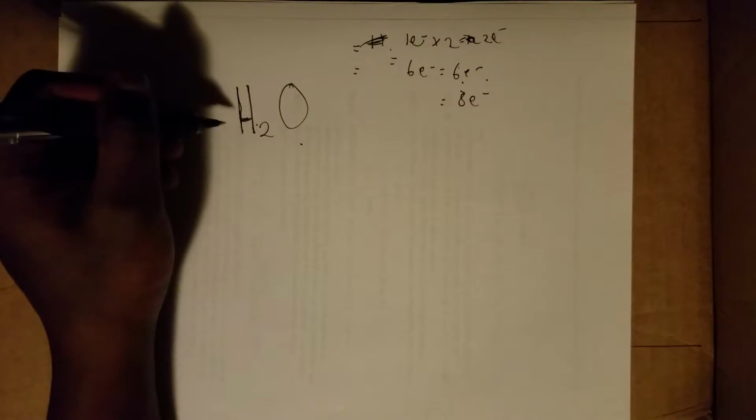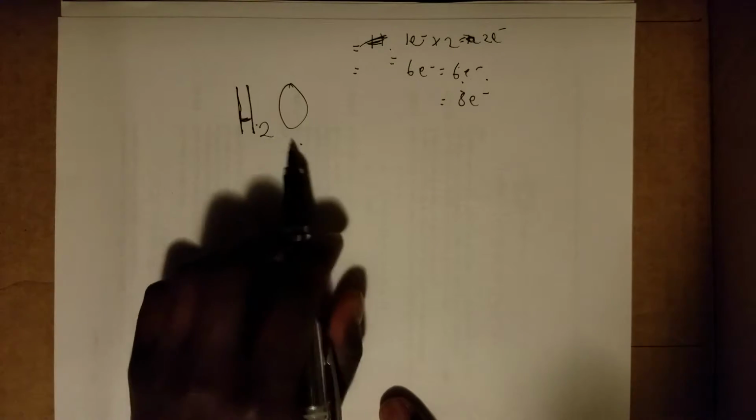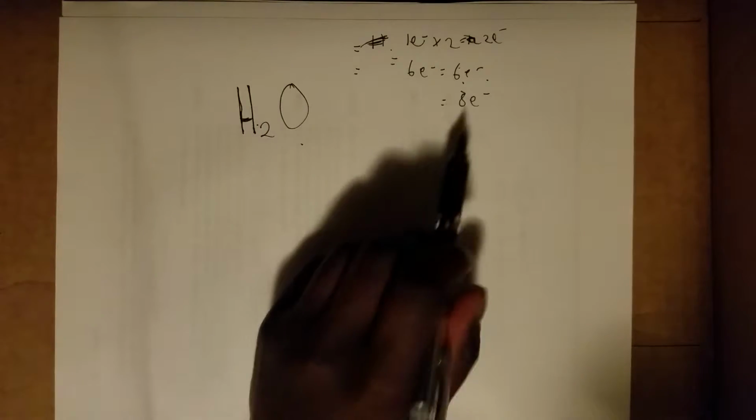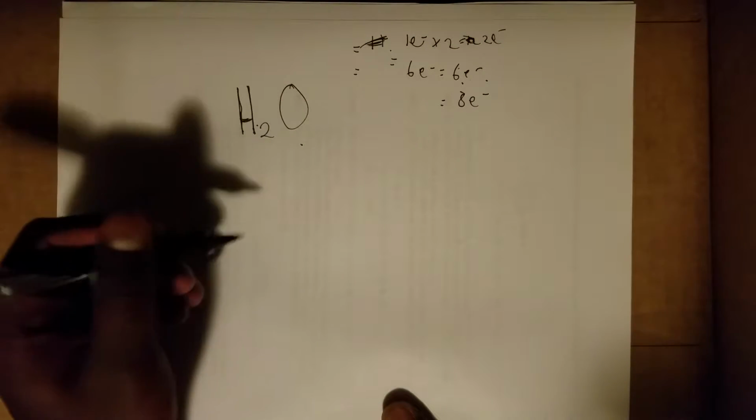Oxygen has 1, 2, 3, 4, 5, 6. Oxygen has 6 electrons in the outer shell. With the 2 from hydrogen, the total amount of electrons is 6, 7, 8 electrons. So what you do is you have to distribute these 8 electrons among the structure.